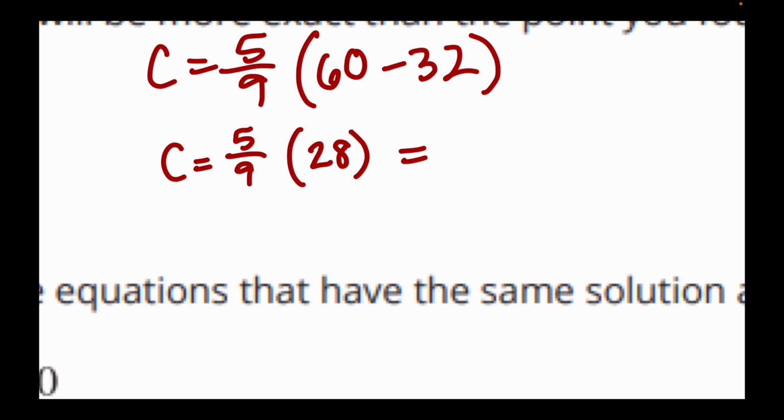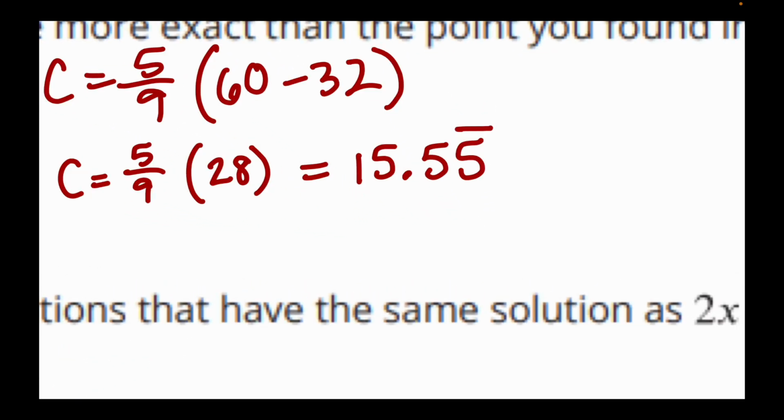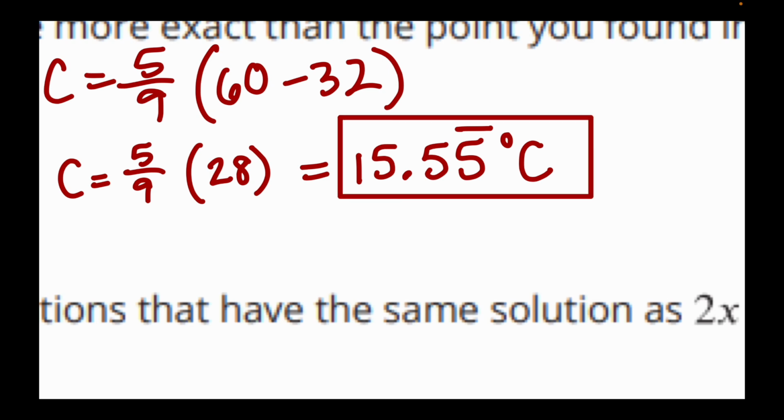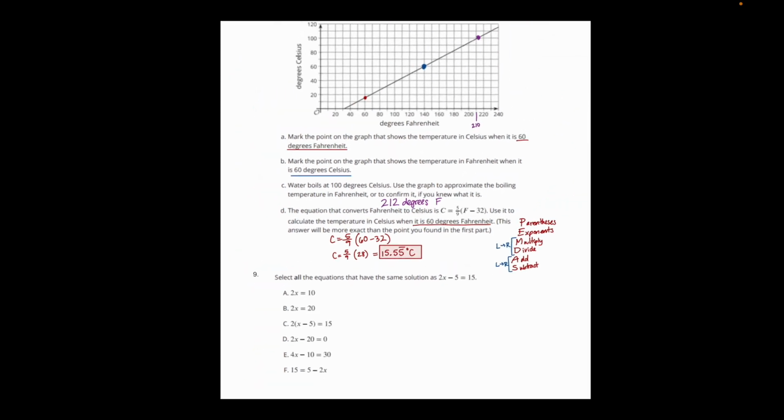And my calculator says that this is 15.55, repeating. It just goes 5 on forever. And this would be, excuse me, got a yawn there, degrees Celsius. And that would be the answer for part D. And that's all for question 8.